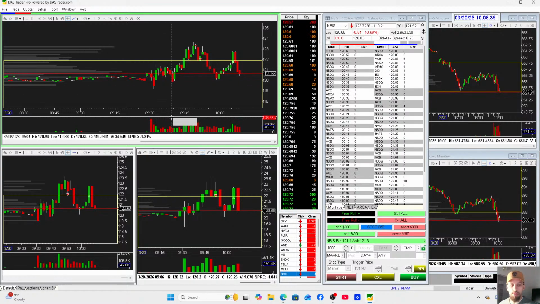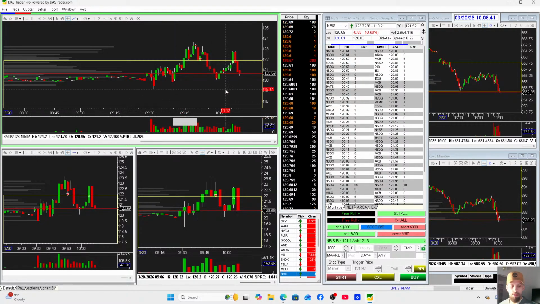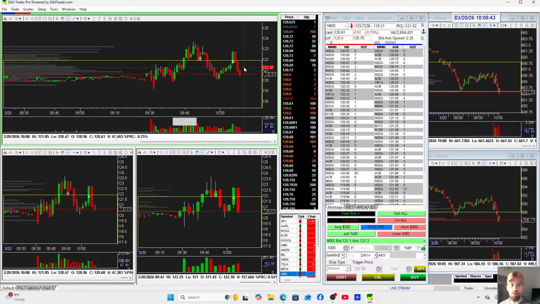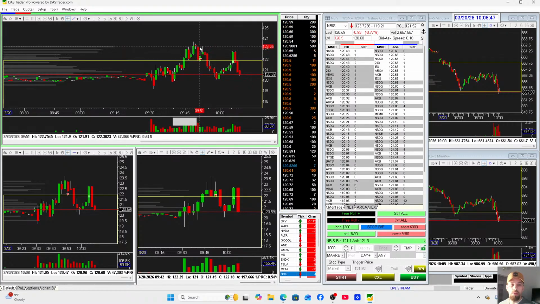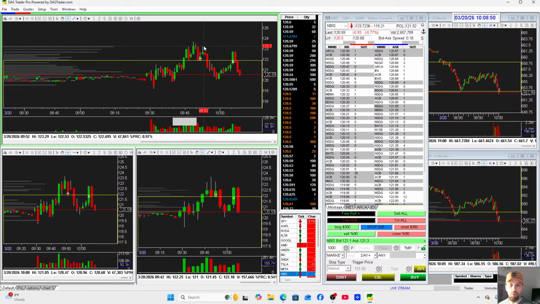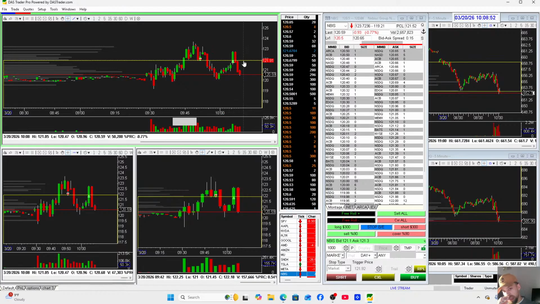Oh, that's a bummer. Not a really good entry. If I didn't move my stop to break even, my stop, like I said initially, was 123.3. We would have never got stopped out.